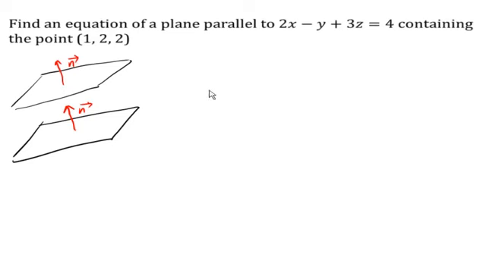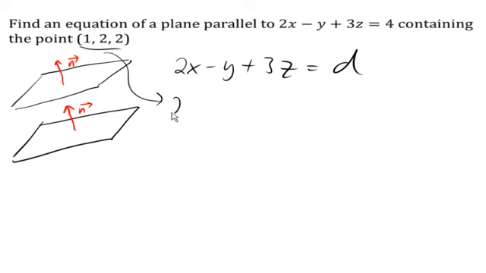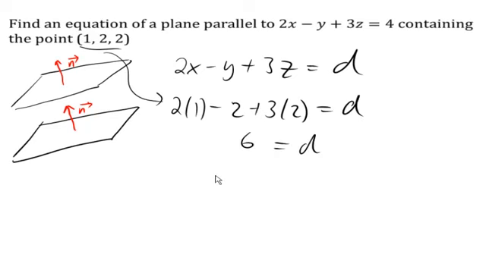Because this second plane is going to have the same normal vector, it's also going to have an equation of this form. And now we just need to figure out what that constant d is. So now we can plug in our point (1, 2, 2) for x, y, and z, and solve for that constant. And so the plane that we're looking for is 2x minus y plus 3z equals 6.